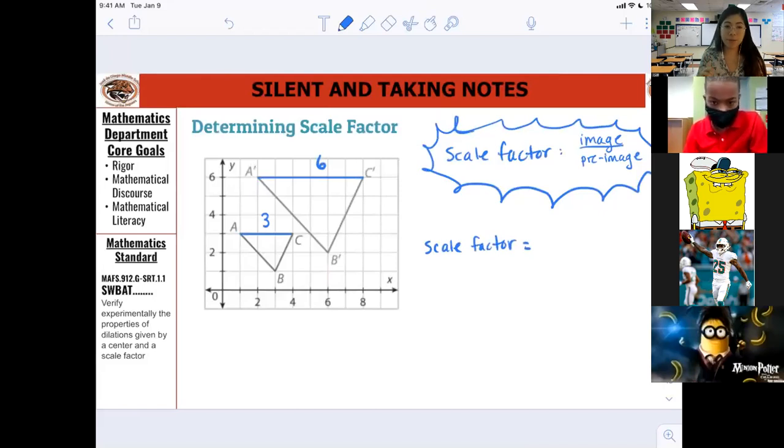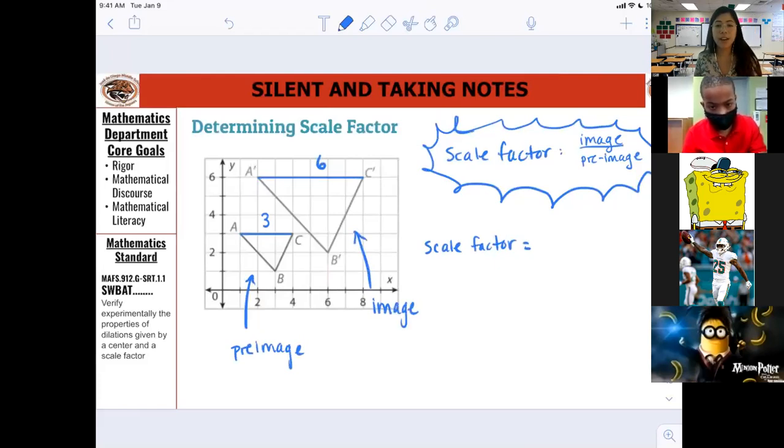Okay, but be very careful. Which of these is the image and which one's the pre-image? ABC is the small one. Is that the pre-image? Okay, that's the pre-image, and then this one is my image. So when I write my scale factor, think again: 6 over 3 or 3 over 6?